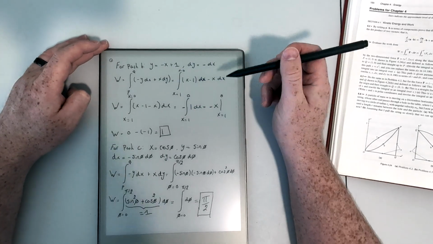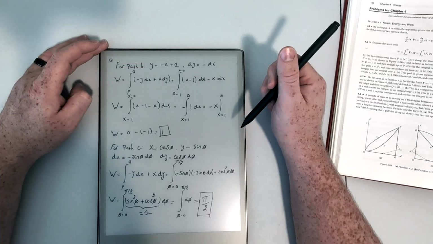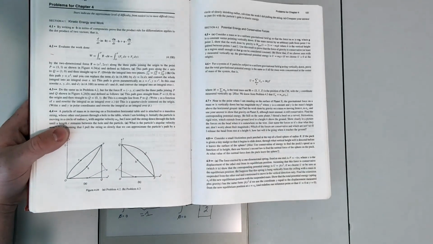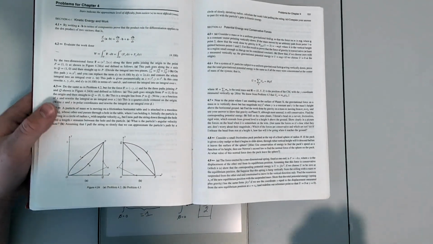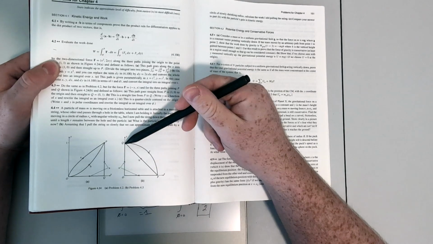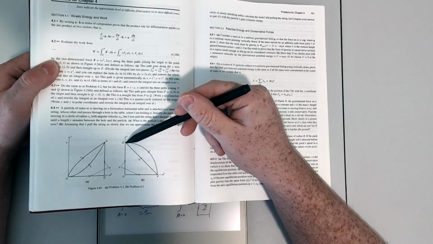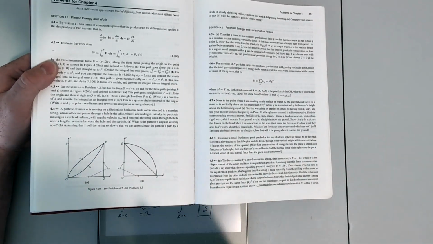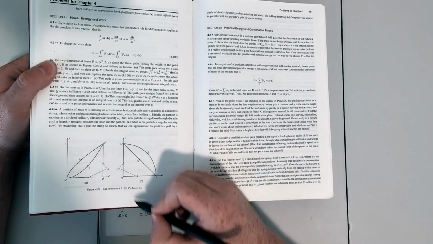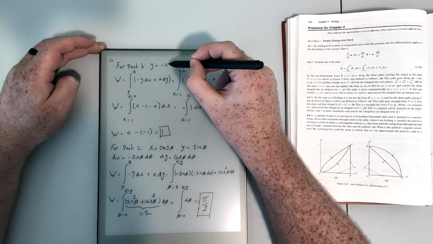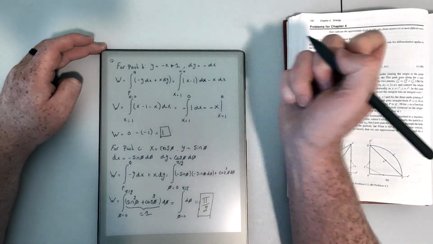For path B, this line is essentially like y equals negative x, except it's shifted up by 1. If we started from the origin and went down, that would be y equals negative x. But it's as if we shifted that line up 1. So really, the equation of that line is just y equals negative x plus 1, since we're shifting the line up.